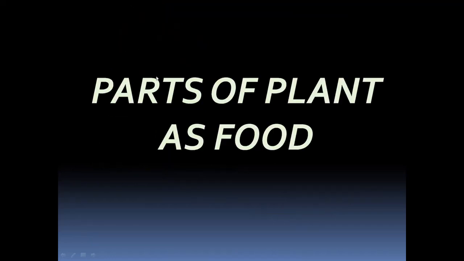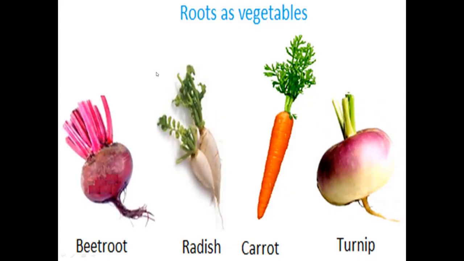Now we eat even the parts of plant as food. Just have a look here. These are the different vegetables. Here is the beetroot, radish, carrot and turnip. These vegetables are actually modified roots, roots modified for the storage of food. These are examples of roots of the plant that we take as vegetables.